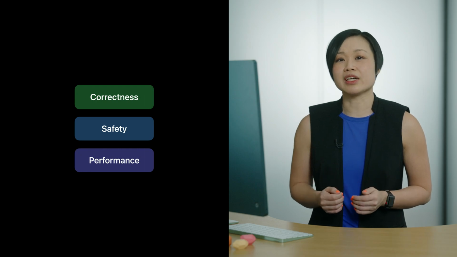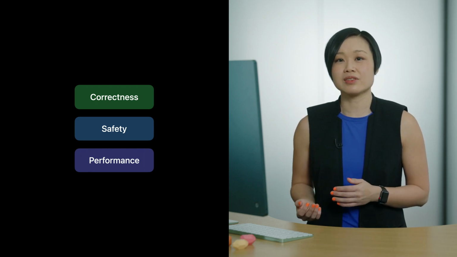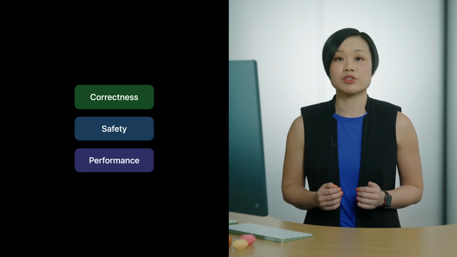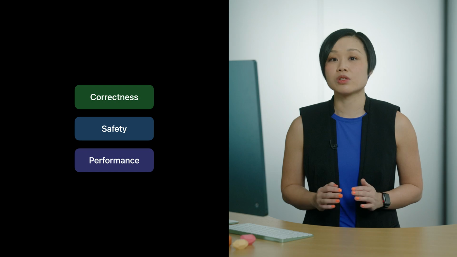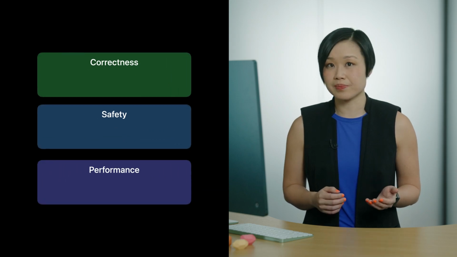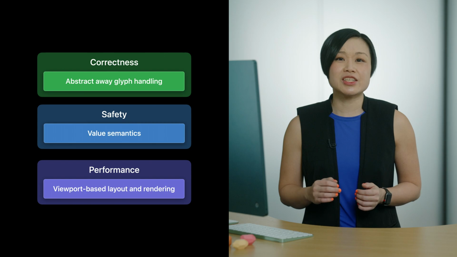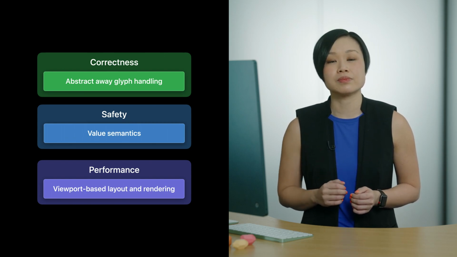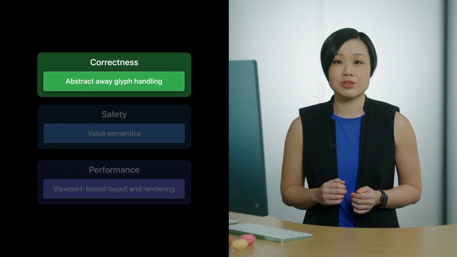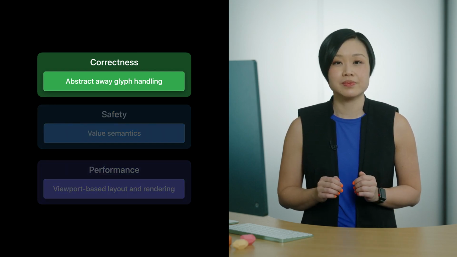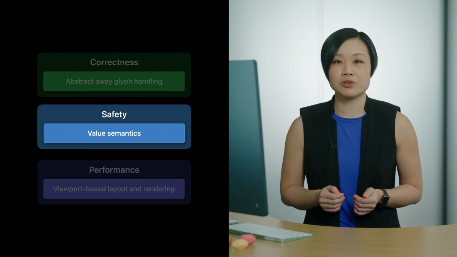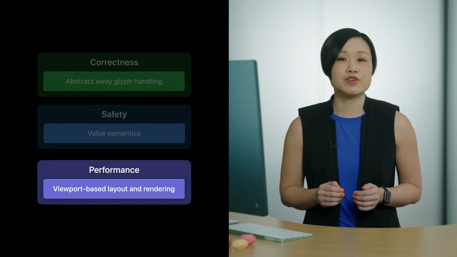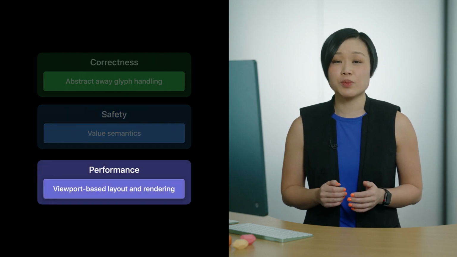The core high-level design principles of TextKit 2 are correctness, safety, and performance. We've taken a balanced approach. All three principles are important, so there is no priority to the order in which we discuss them. Each of these high-level design principles informs a specific design change in the system. For correctness, TextKit 2 abstracts away glyph handling. For safety, TextKit 2 places a heavier focus on value semantics. And for performance, TextKit 2 uses viewport-based layout and rendering.